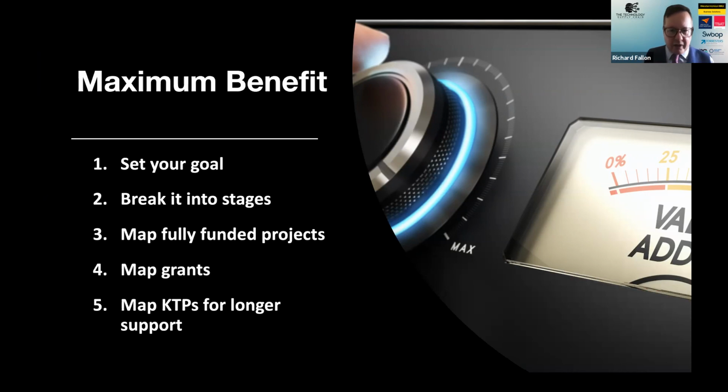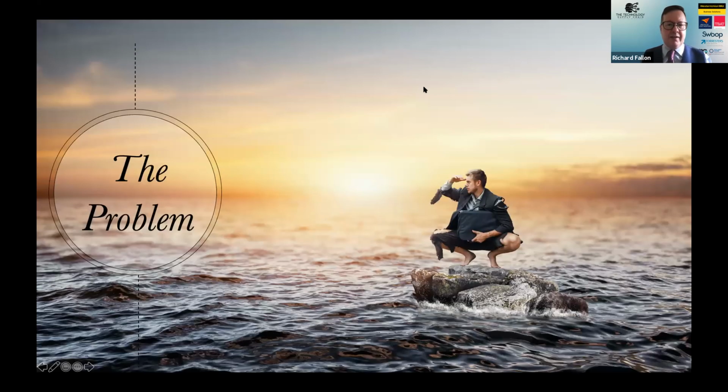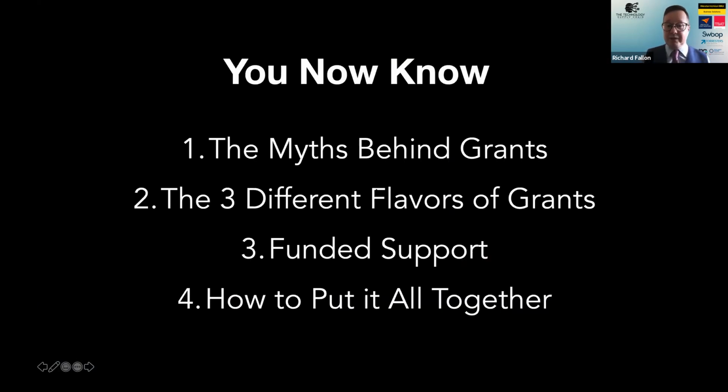There is a thing there called the Knowledge Transfer Partnership. If you require longer support, where it's 2 or 3 years, that's definitely worth having a look at. Again, book a discovery call with me and I'll explain that more to you. So you now know the myths, the three different types of grants, fully funded support, and how to put it all together.